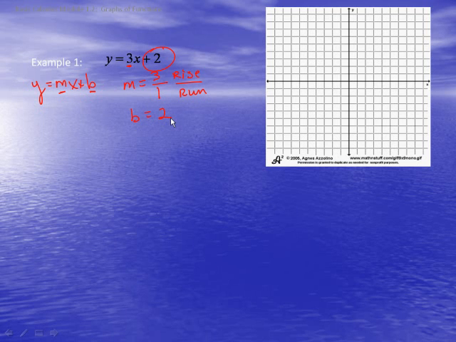So to go through and graph this line, we're going to start at my y-intercept, which is b. So on the y-axis, I go up to 2, and that's my first point. And then I'm going to rise 3, 1, 2, 3, over 1 will be my second point. Rise 3, 1, 2, 3, over 1 is my third point. And I'm going to draw my line. And I have now graphed the linear function.